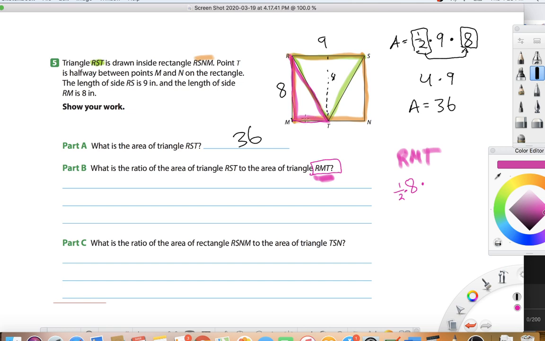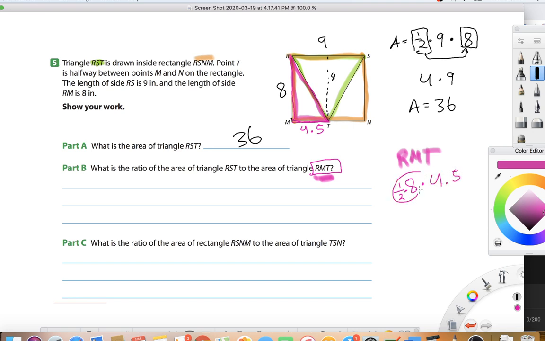Now we don't know the base, but we know that it's halfway. Right here it says point T is halfway through points M and N. So T is right in between, split in half. That means that this whole thing is 9, and it's getting split in half. 9 divided by 2 would be 4 and 1/2 or 4.5. That means that this base would be 4.5.